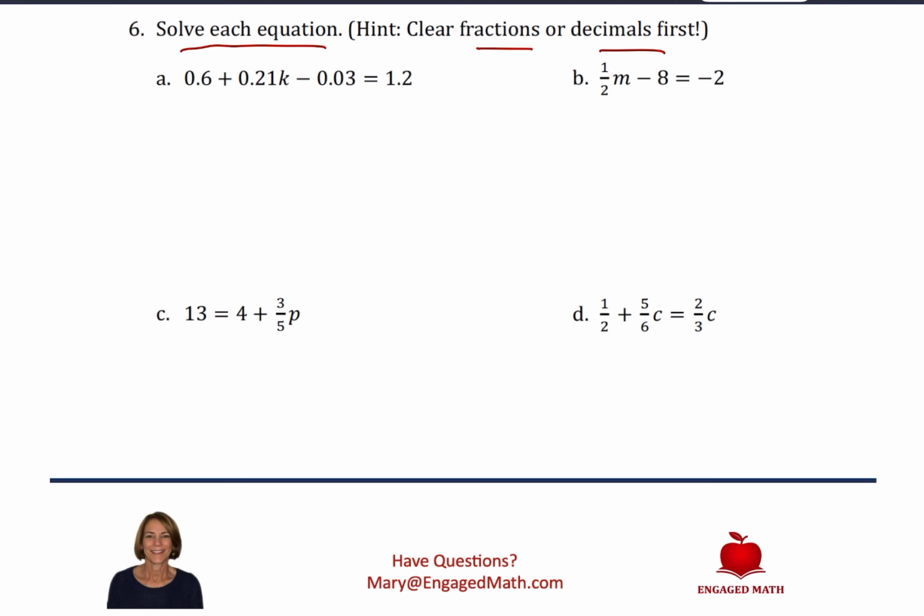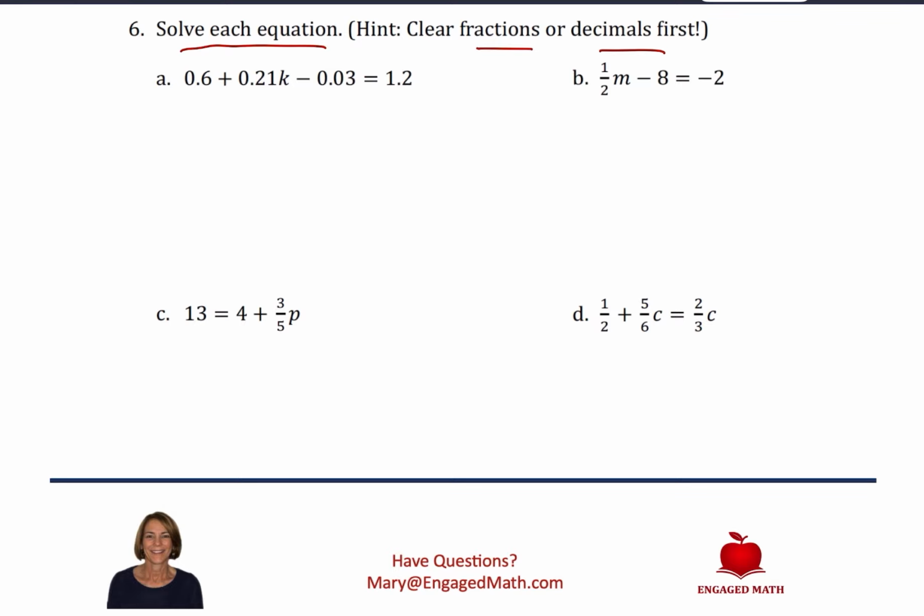Well, let's start with 6a. So this time we have decimals, and the most decimal places in any one of the terms is two decimal places that we have in this term and in this term. A lot of people think of it as, oh, let's just move the decimal 2 positions to the right. If we do that to every term, we're keeping the equation equal.